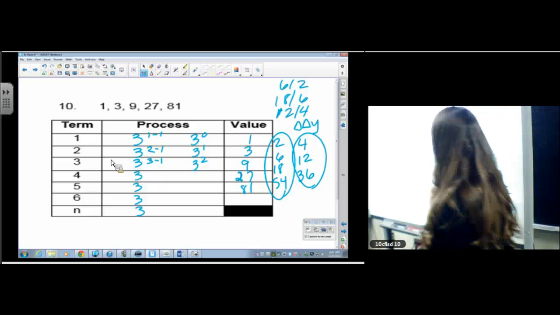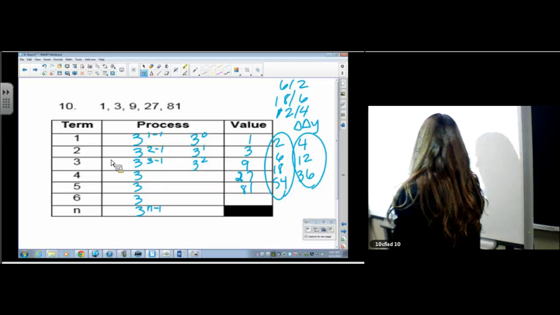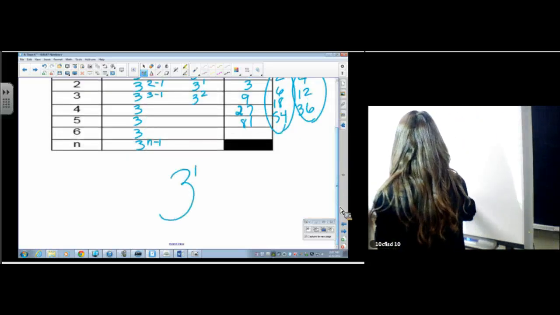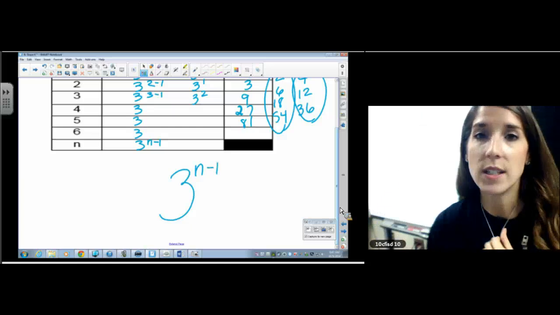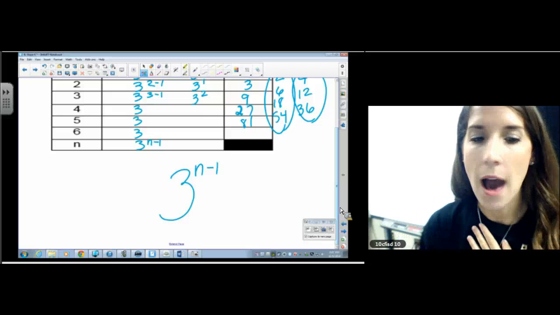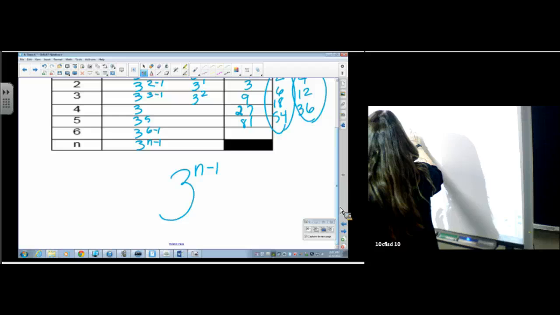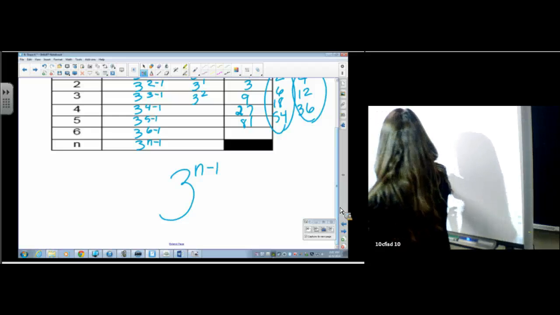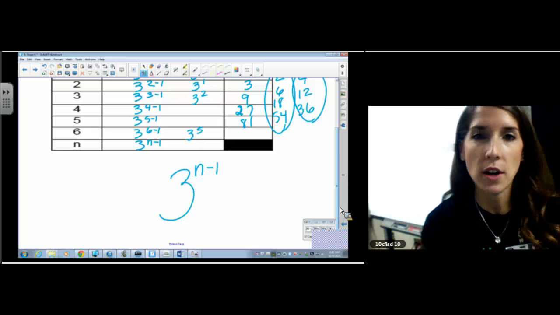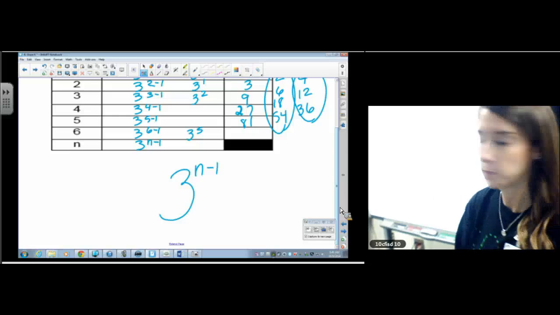So our nth term is 3 to the n minus 1. Let me show you that much more clearly. It's 3 to the n minus 1. The minus 1 is in the exponent. That's different. So how would we find the 6th term? 3 to the 6 minus 1 is really 3 to the 5th. So you would just go in your calculator and you would put 3 to the 5th and you would get 243.